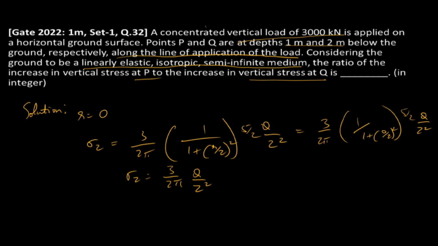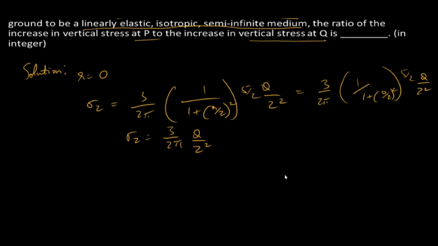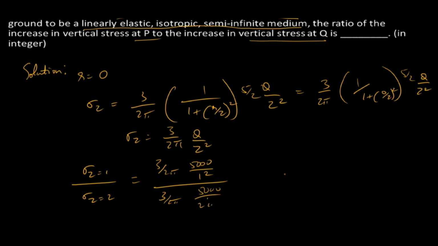Q by z square. Now they have asked us to find the ratio for depths 1 meter and 2 meter. Therefore, z equal to 1 divided by z equal to 2, which gives you 3 by 2 pi into Q, which is nothing but 5000 divided by 1 square, divided by 3 by 2 pi into 5000 divided by 2 square. Cancelling out these terms, we get 1 by 1 divided by 1 by 4, which is nothing but 4, the right answer.